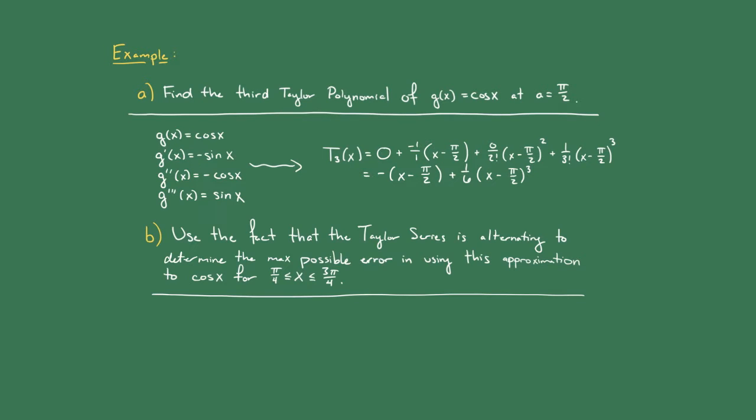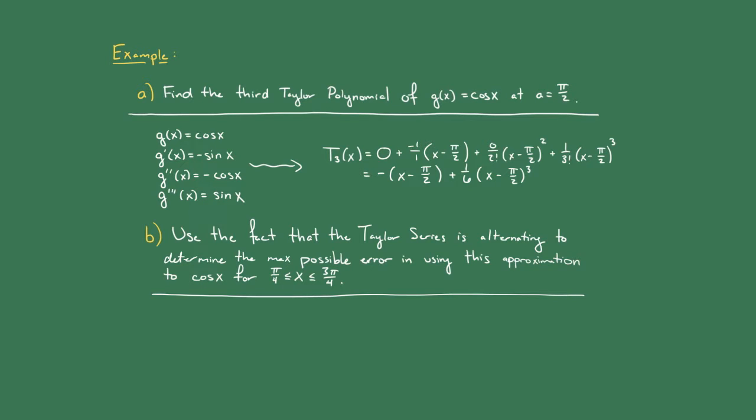Now, let's use the fact that the Taylor series is alternating to determine the max possible error in using this approximation to cosine of x on the interval pi over 4 to 3 pi over 4. Recall the alternating series estimation theorem, which says that the error in approximating an alternating series by the nth partial sum is less than or equal to the absolute value of the n plus first term in the series.